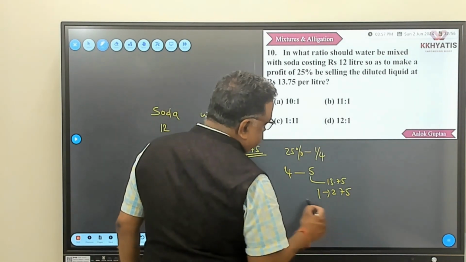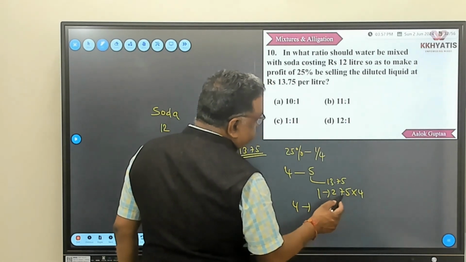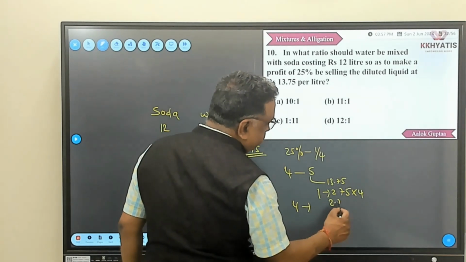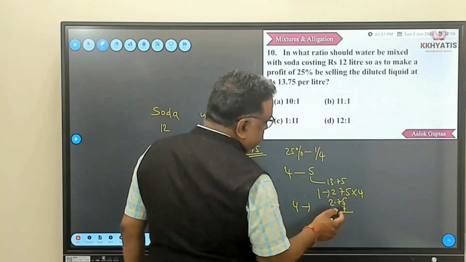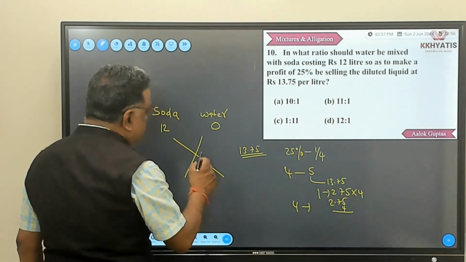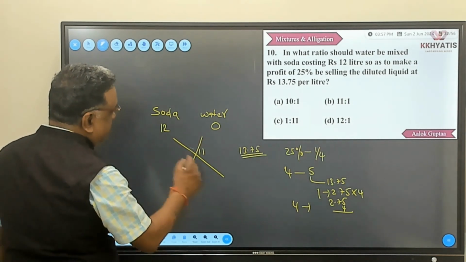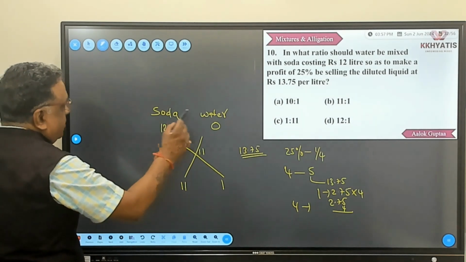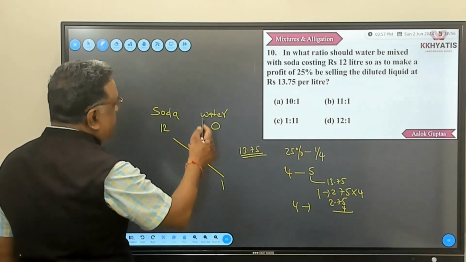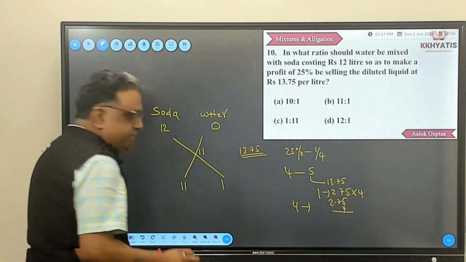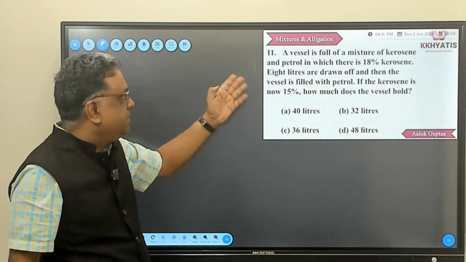So what will be the value of 4? I will multiply 2.75 into 4. Let us try to calculate. 2 times it will become 5.5 and 11. So this will be 11. So 11 minus 0 is 11 and 12 minus 11 is 1. So the soda and water in what ratio? 11 is to 1, but they have asked me the ratio of water to soda. The answer should be 1 is to 11. Clear?